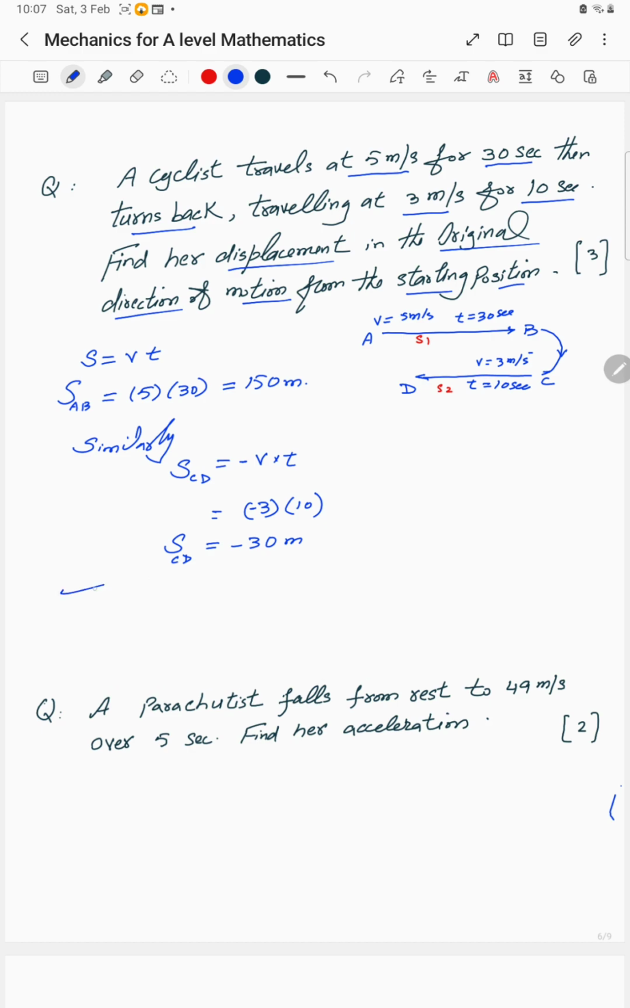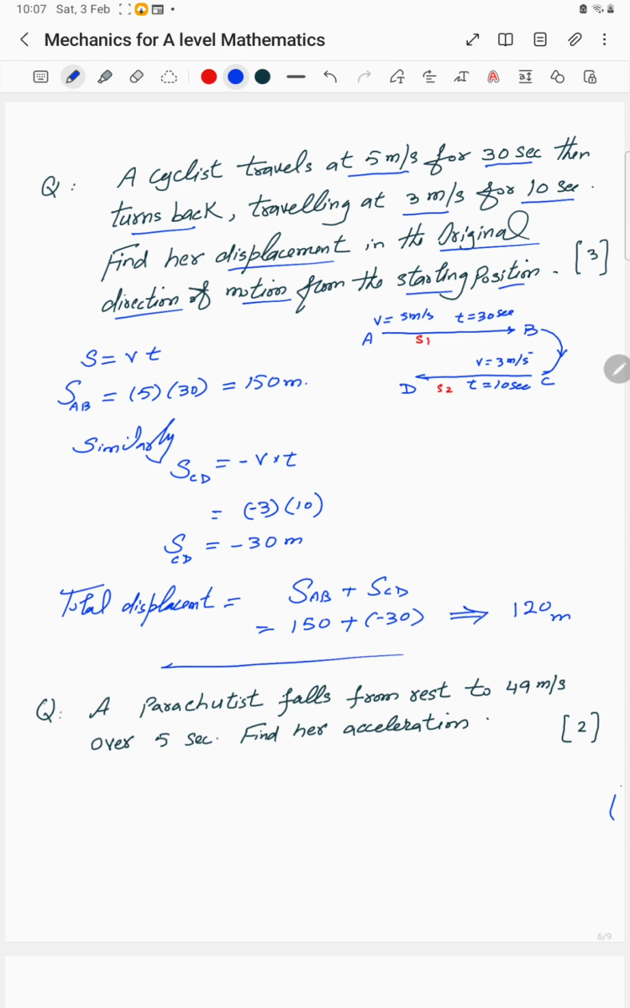So the total displacement will be S_AB plus S_CD. So it was 150 plus, and this was minus 30. So the final answer will be 120 meters. I hope it is clear to everyone.